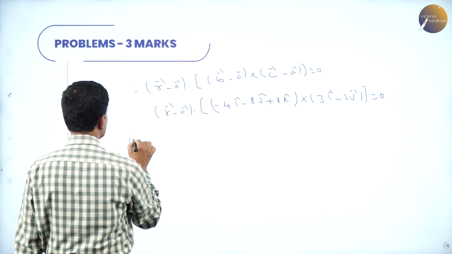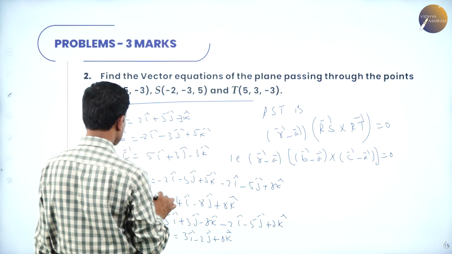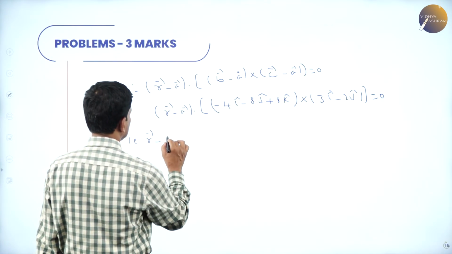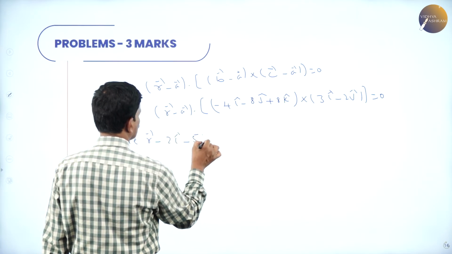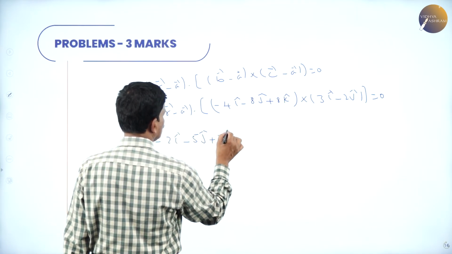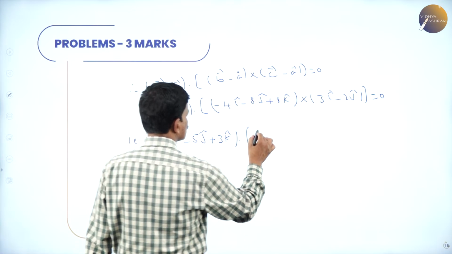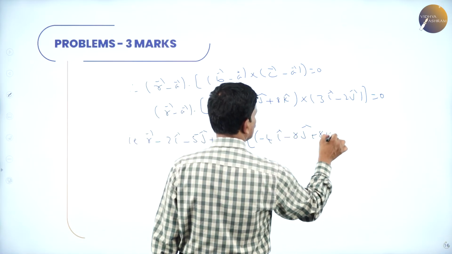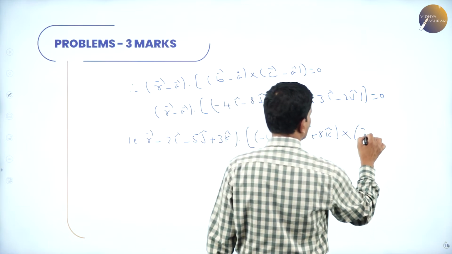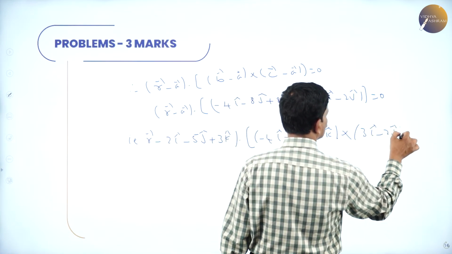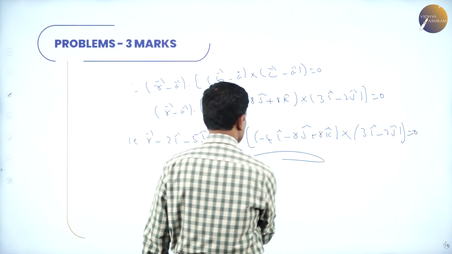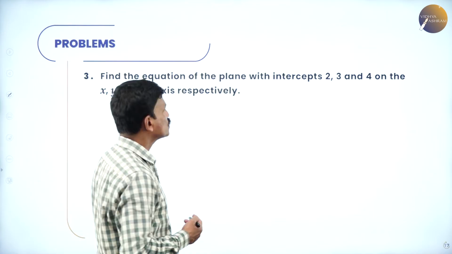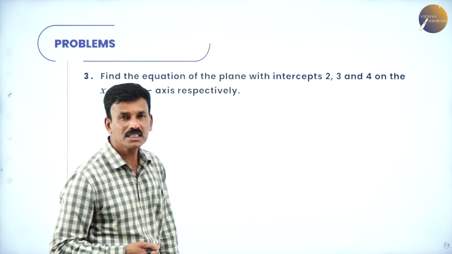That is vector R minus A. What is A? 2i plus 5j minus 3k. That is R minus (2i minus 5j plus 3k) dot this minus 4i minus 8j plus 8k cross vector 3i minus 2j is equal to 0. This is the vector equation of the plane. That's it. So, now equation of the plane in the intercept form.